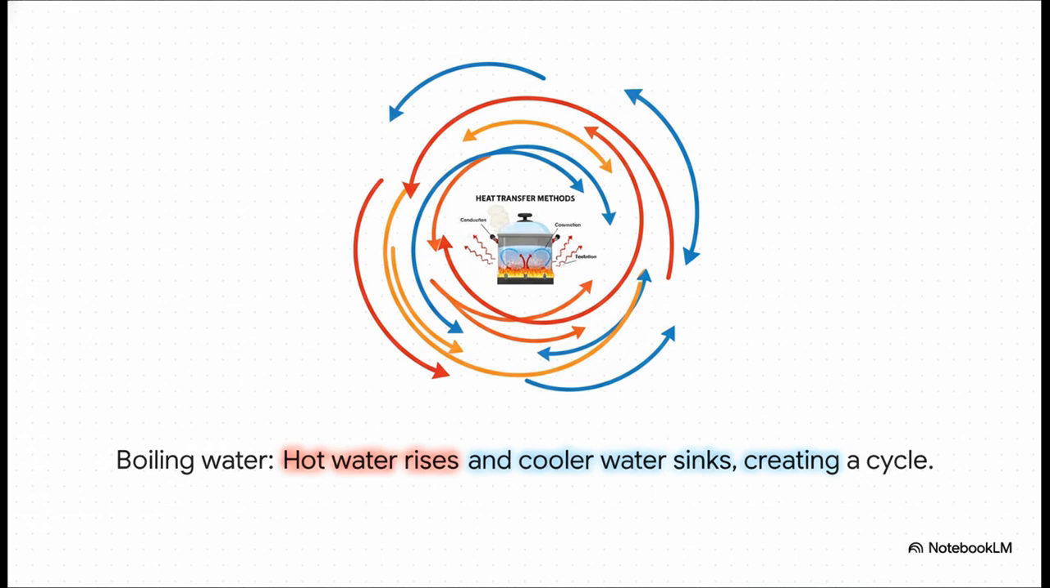Think about water in a pot. The water at the bottom gets hot, it expands, becomes less dense, and it rises. The cooler, denser water from the top then sinks down to take its place, gets heated up, and rises in turn. It's this continuous loop that gets the whole pot of water hot.